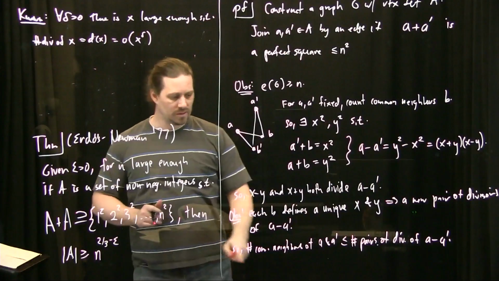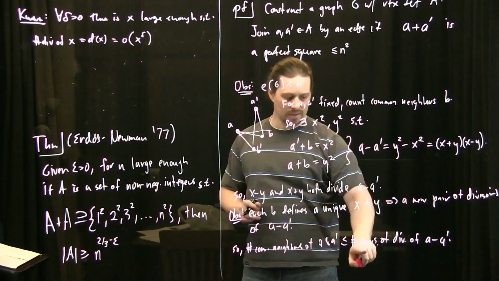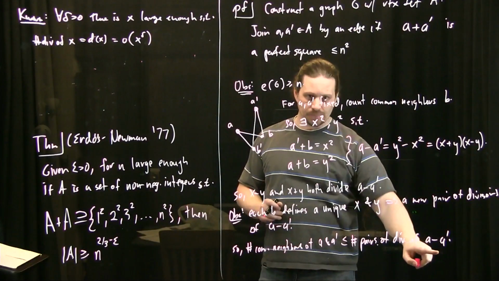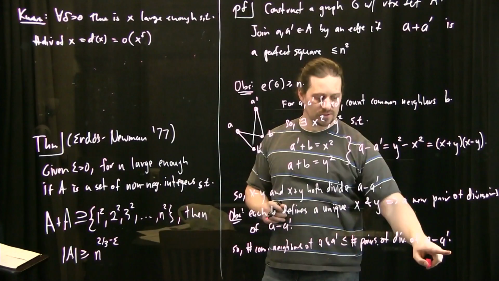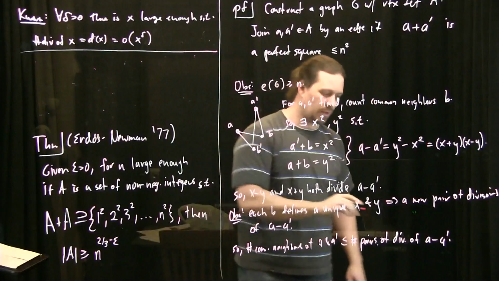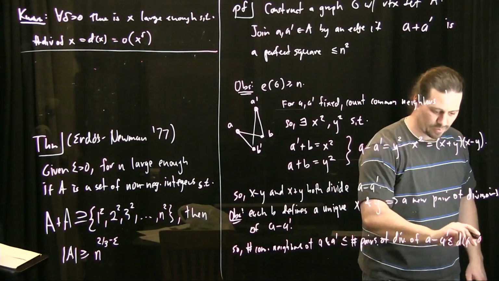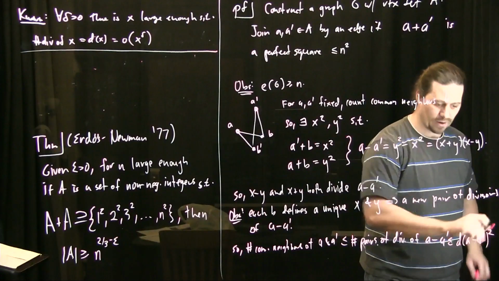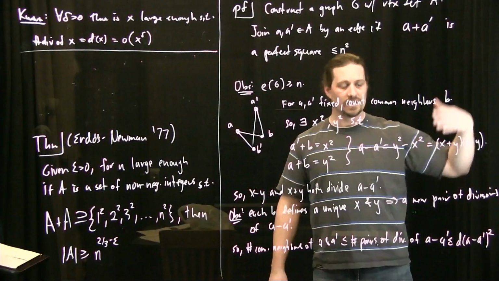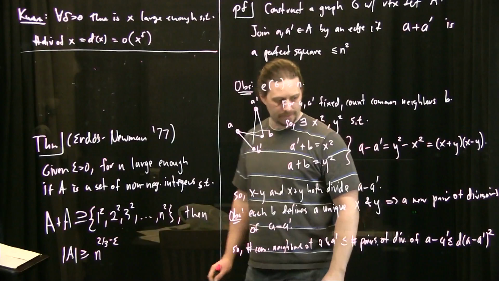So what that means, though, is if we come back down here, the number of common neighbors of a and a prime is at most the number of pairs of divisors of these two guys here, okay? So what's the number of pairs of divisors of this? Well, it's at most the number of divisors of a minus a prime, but squared, right? Because the number of pairs, that's the total number of divisors. Squaring it certainly gives an upper bound on the number of pairs of divisors that you can pick for that guy there, okay?